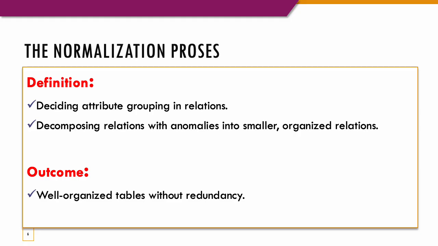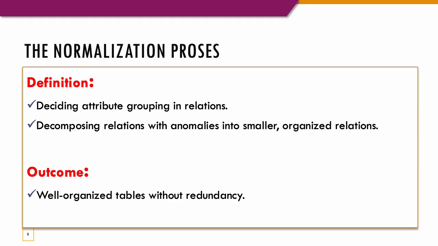Okay, so again, in normalization, you decide how to group attributes, in columns, in tables, in relations based on their logical connections. This means carefully selecting which attributes should be grouped together in the same table to ensure the data is organized logically.